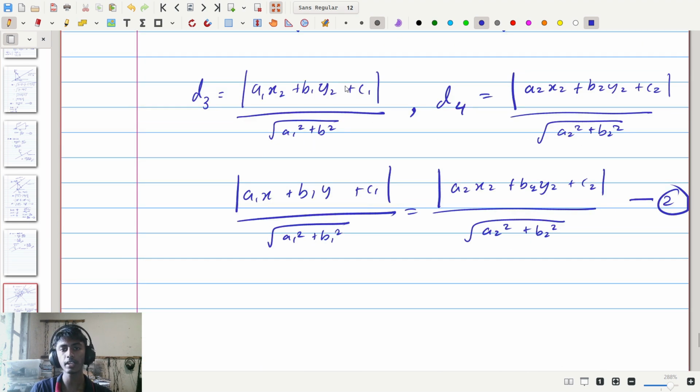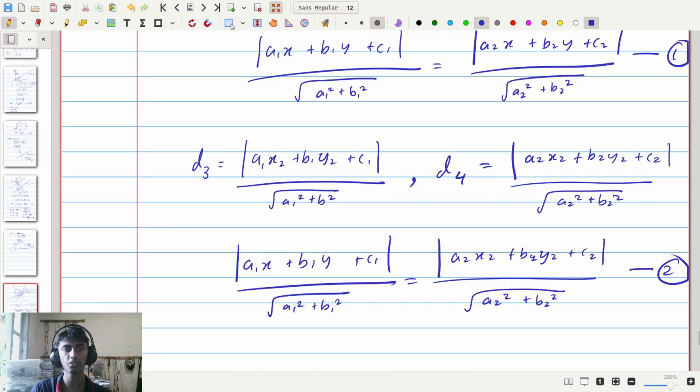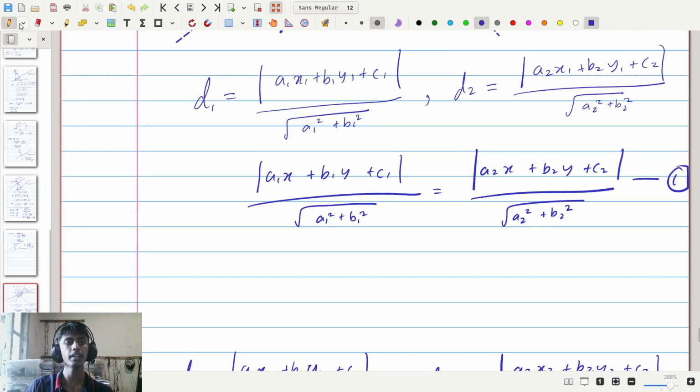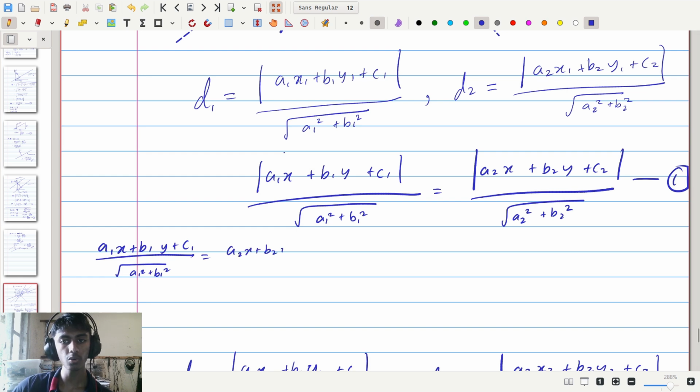So then, considering equation 1, since we know both of them have the same sign, they are either both positive or both negative. In the case where they are both positive, we can remove these absolute value signs and just write the answer as it is. So for this, we could write that a1x plus b1y plus c1 divided by the square root of a1 squared plus b1 squared is equal to a2x plus b2y plus c2 divided by the square root of a2 squared plus b2 squared, provided that both of them are positive.